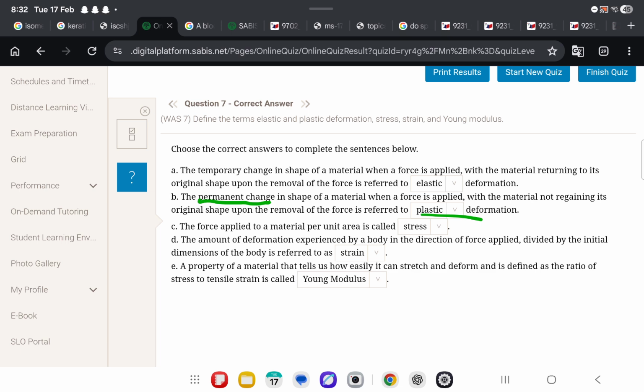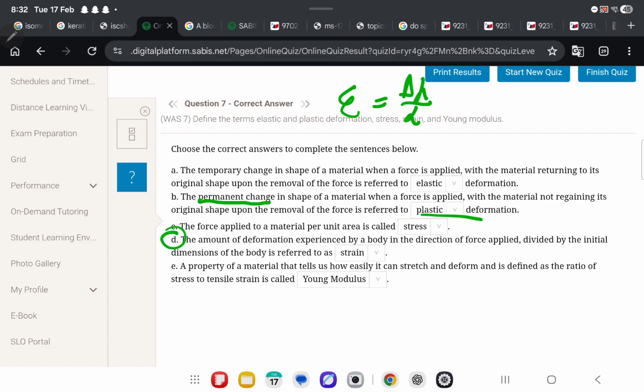Now I just overcomplicated it, but it's just an explanation. The force applied to a material per unit area is called stress. We just calculated it: sigma is equal to F over A, which is stress. The amount of deformation experienced by a body divided by the initial dimensions is strain. Remember what we said? Strain is delta L over L, which is exactly what this is telling me.